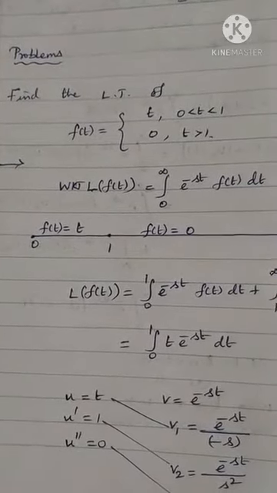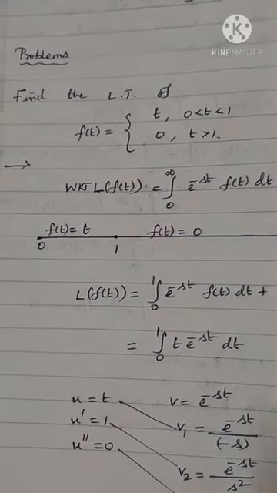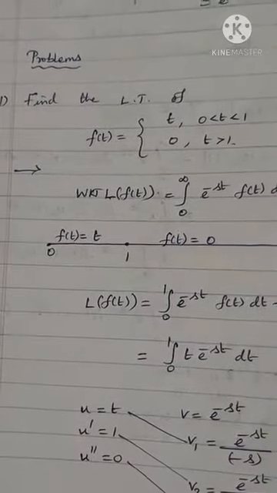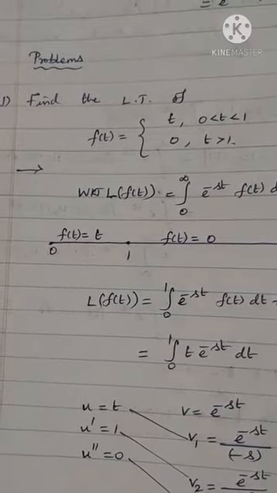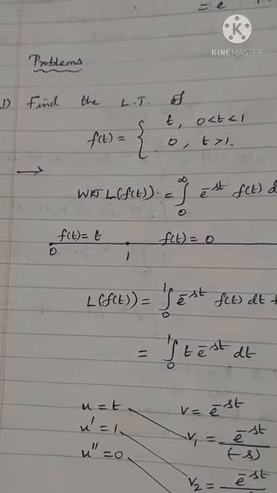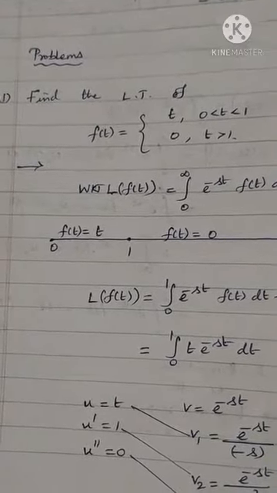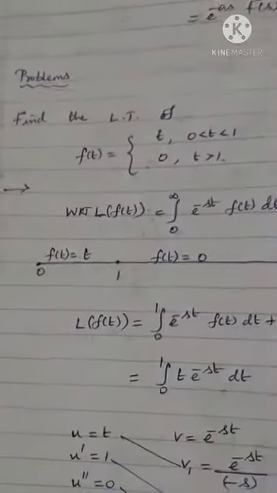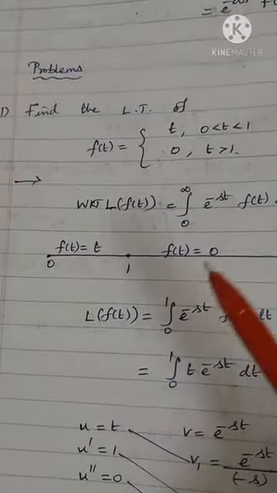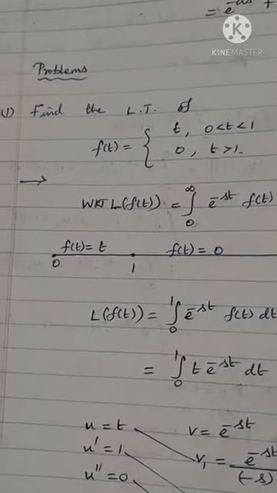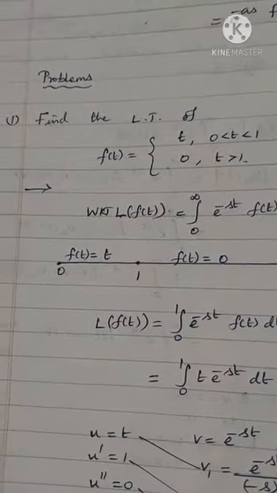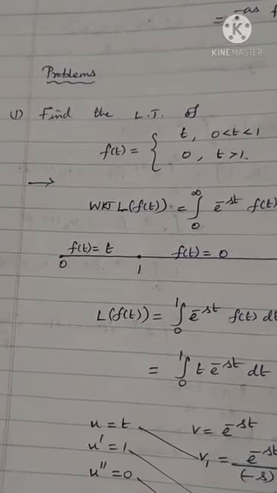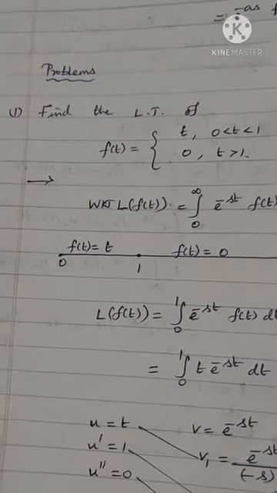L of sin h a t, a by s square minus a square. L of cos h a t, s by s square minus a square. L of t to the power n is factorial n by s to the power n plus 1 when n is a positive integer. L of t power n is gamma n plus 1 by s to the power n plus 1 when n is a fraction, right? And proof is also needed, okay? And after that we used the Laplace transform of elementary functions and we did some problems. Sometimes they may ask L of cos cube t, sin cube t. You should use cos cube theta formula, later take Laplace transform, use linearity property, get answer.